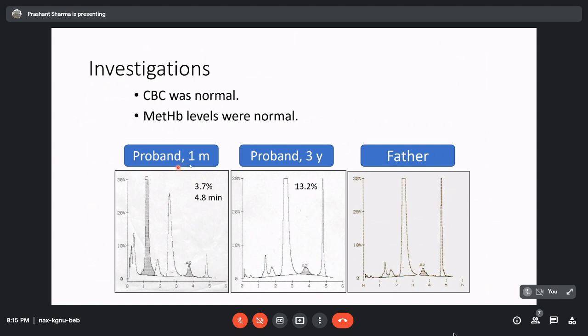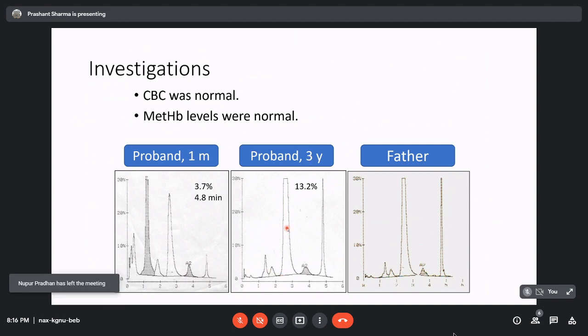This was the HPLC that had been done at 1 month of age, and at that point too, she had an abnormal peak somewhere where normally we get hemoglobin Q. And she also had hemoglobin F, which is what you would expect in a 1 month old baby, and adult hemoglobin. At 3 years, her HPLC was repeated.